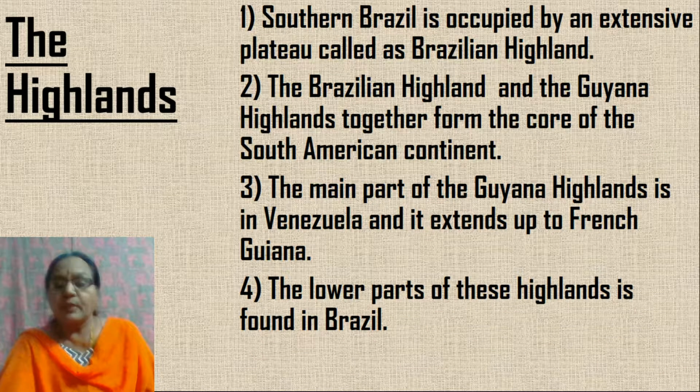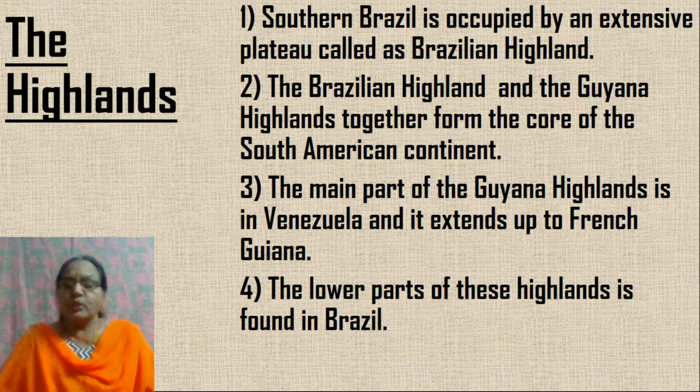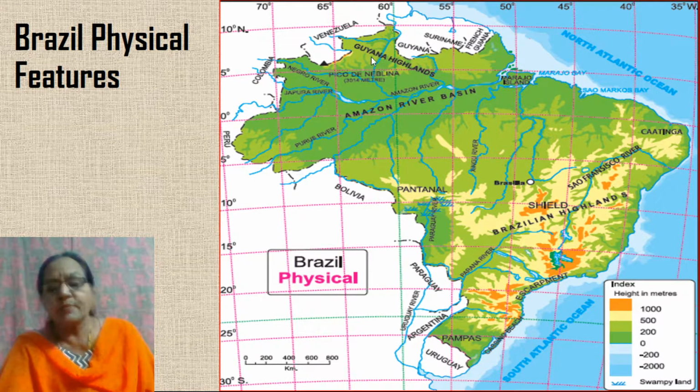If you look at the Guyana Highlands, you'll find that it extends into Venezuela and even up to French Guiana. The lower part of these highlands is found in Brazil. So this is the Guyana Highlands, which can be seen extending even to French Guiana. The lower part of the Guyana Highlands is in Brazil. This is Pico de Neblina, which is at the border of Brazil and Venezuela.